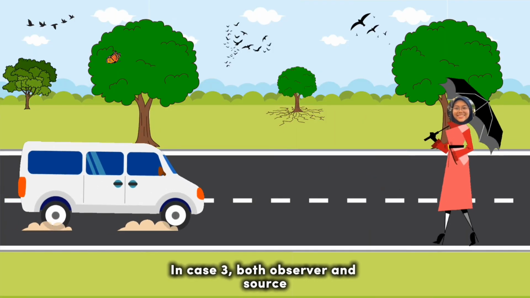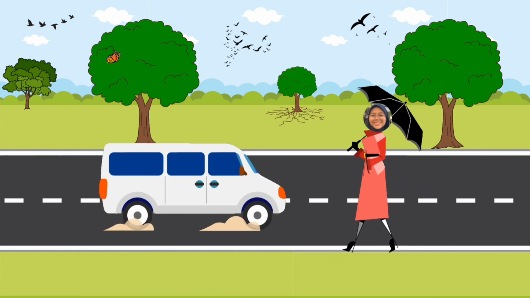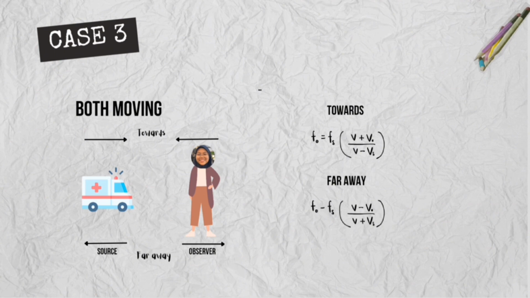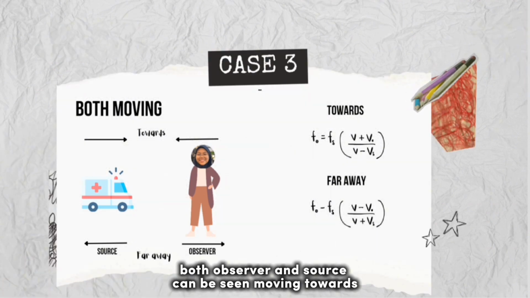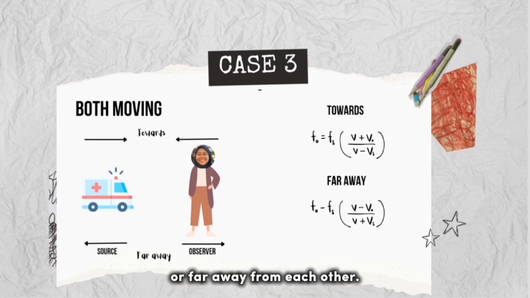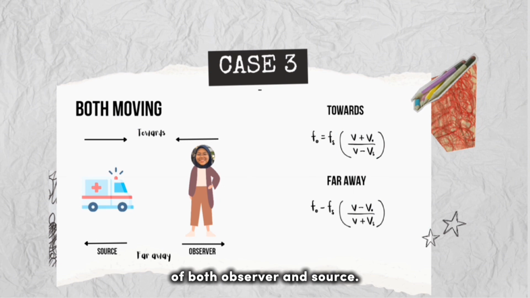In case 3, both observer and source are moving towards each other. Basically, in this case, both observer and source can be seen moving towards or far away from each other. The formula will be based on the movement of both observer and source.